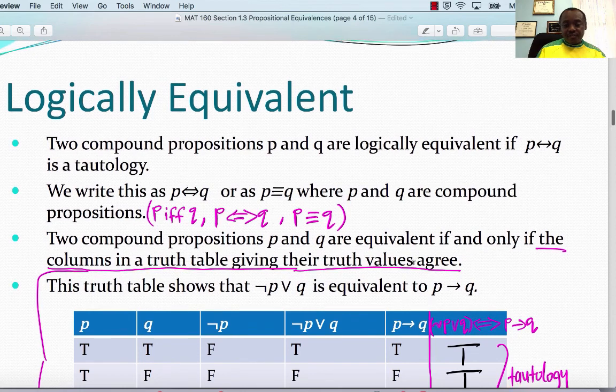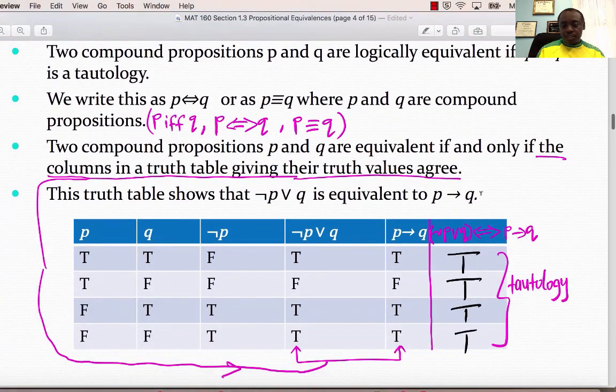Let's go ahead and verify that for these two propositions right here. One is not P or Q. The other is P implies Q. We claim that P implies Q is logically equivalent to not P or Q. By the way, once we establish logical equivalence, we can always replace P implies Q with not P or Q and vice versa. That's why we are interested in logical equivalence, because if I have P implies Q, I can simply write it as not P or Q and it would still be the exact same thing.